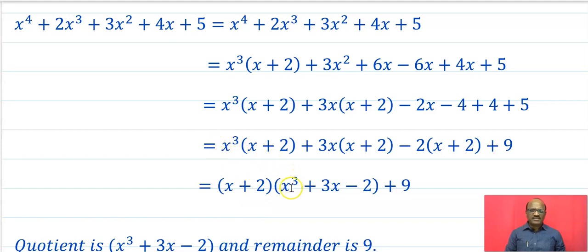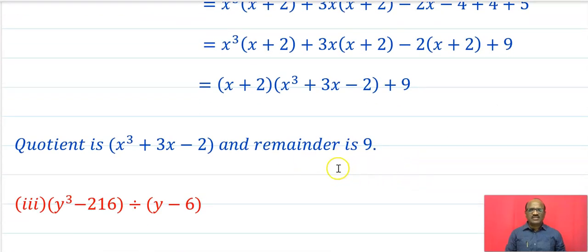Then we'll get in this bracket x³ + 3x - 2 + 9. And this is the quotient and the remainder.